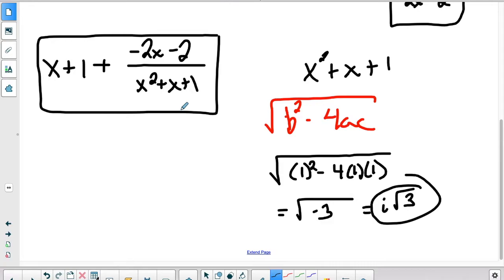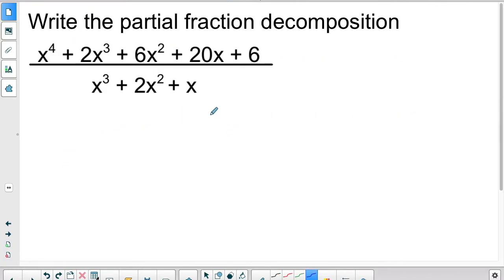Now we're going to look at another example of these here in a minute, but that's all we have to do for this problem. So let's look at another example. We're going to keep looking at examples of these here.